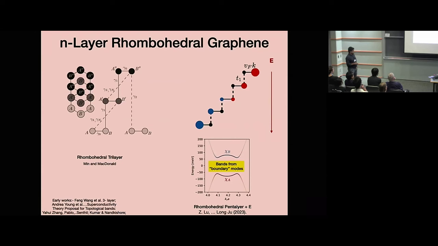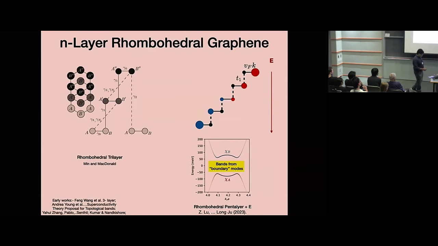These live at opposite ends of this n-layer stack. The reason they have any dispersion at all is because this is a finite stack, and the opposite ends can talk to each other, although in high order in perturbation theory, that ends up giving you a very weak dispersion. And this is essentially the origin of these flat bands in this n-layer rhombohedral graphene.